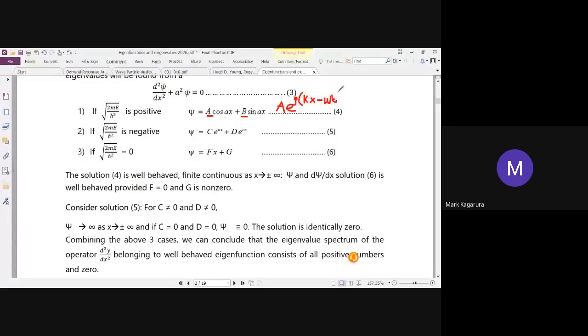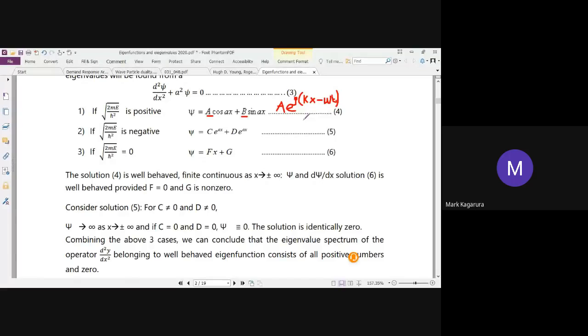So for a free particle, this is the solution that we're interested in.